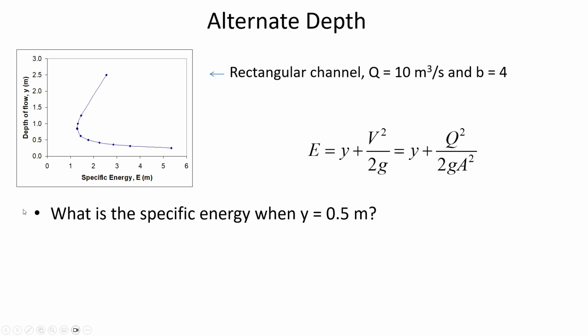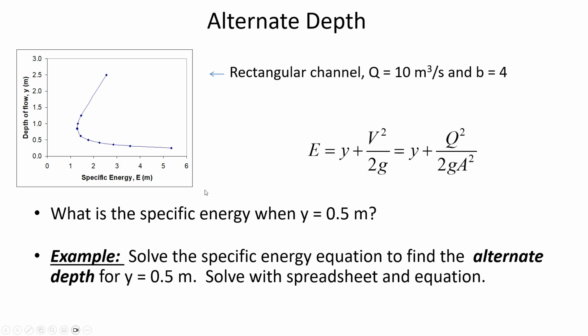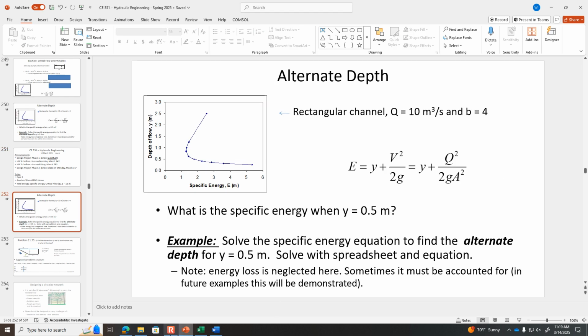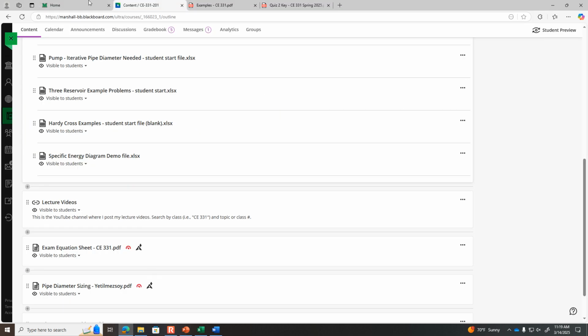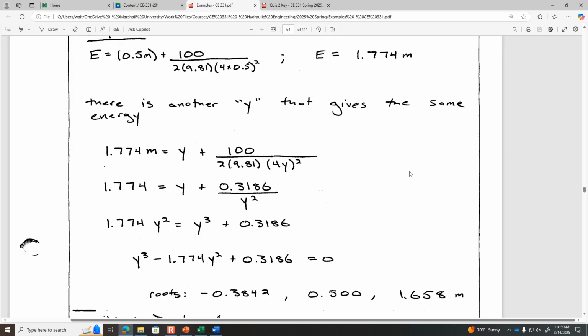So we looked at the specific case of if the depth is 0.5 meters, and we calculated the specific energy and then found the alternate depth. And just to refresh your memory on that, the hand calculations on that one: for y equals 0.5 and for the flow rate of 10 cubic meters per second, we found the specific energy, which is just the amount of energy above the bottom of the channel. We found it was 1.774 meters.